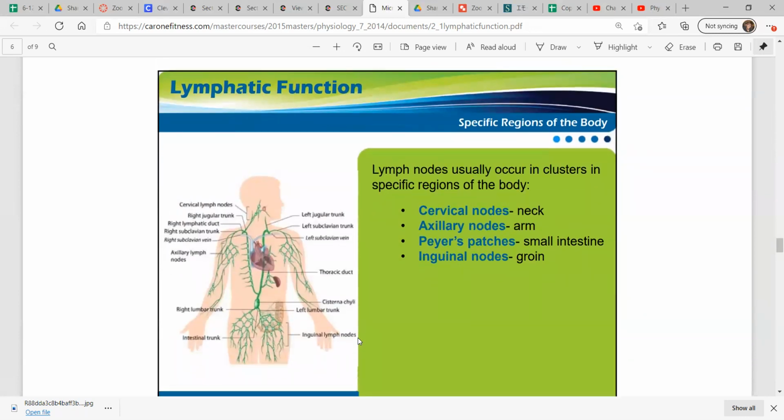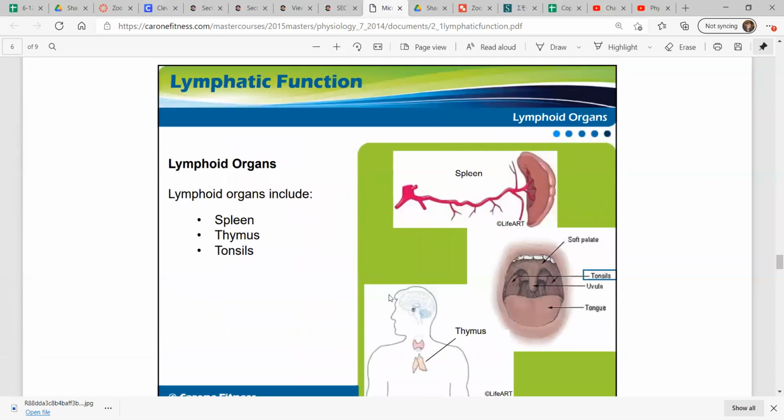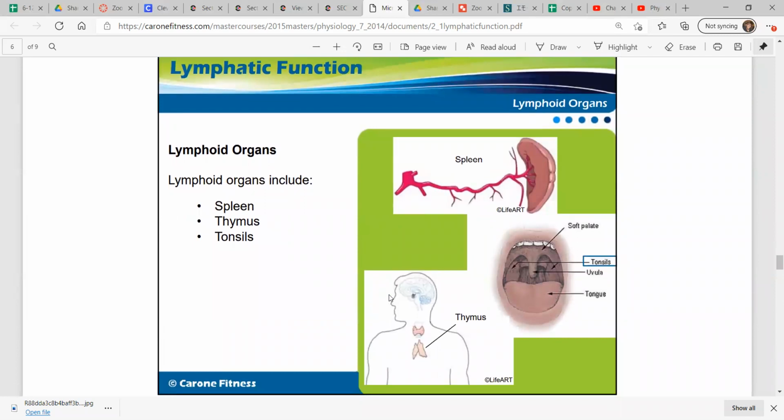Lymph nodes usually occur in clusters in specific regions around your body. We have the cervical nodes around our neck, the axillary nodes around our arms, Peyer's patches, which are located in your small intestine, and then the inguinal nodes. Inguinal is around your groin area. Lymphoid organs include the spleen, thymus, and tonsils.